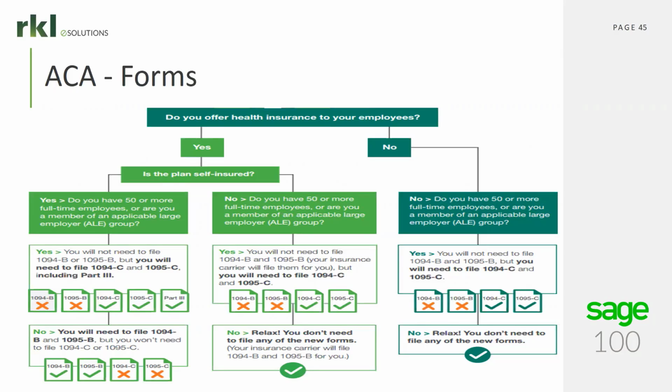Basically, if you offer health insurance and the plan is self-insured, there are different options listed for yes or no. If you do not offer health insurance to your employees, then if you have 50 or more employees, you may or may not be required to file the 1094C and 1095C forms, but you will not be required to file the 1094 and 1095B forms.